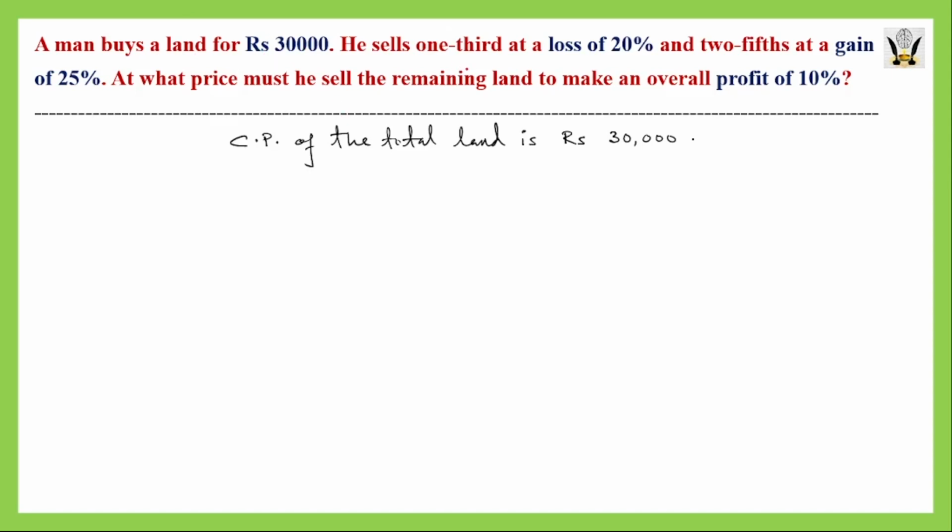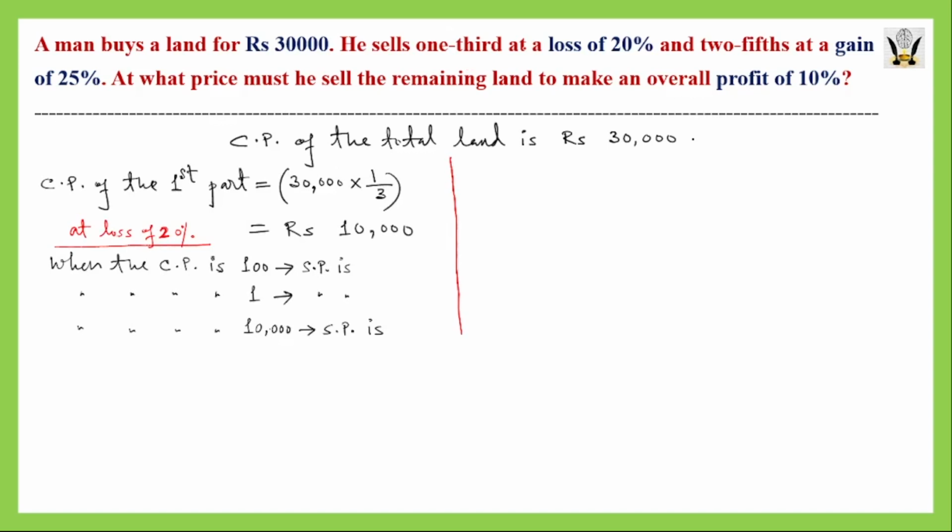Now one third of that land is sold at a loss of 20%. So first we will calculate for that part. So the cost price of the first part will be then how much? It will be one third. So 30,000 is the cost price of the total land, and the first part is one third of the total land. So it will be one third of that 30,000, so it will be rupees 10,000. This is the cost price of the first part.